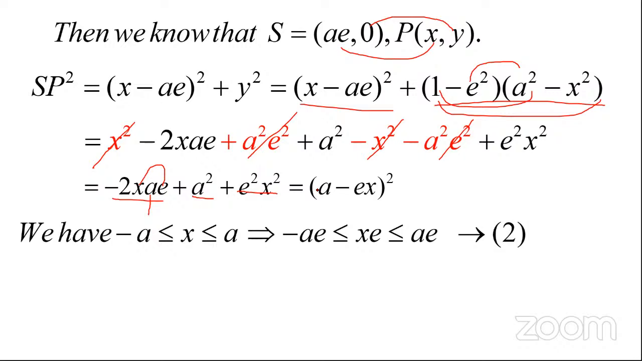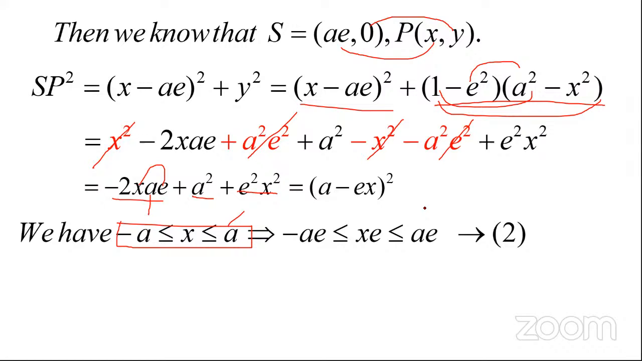So what we have is that minus a is less than or equal to x is less than or equal to a. I am multiplying that with e throughout the equation. Then I will get minus a is less than or equal to xe is less than or equal to a.